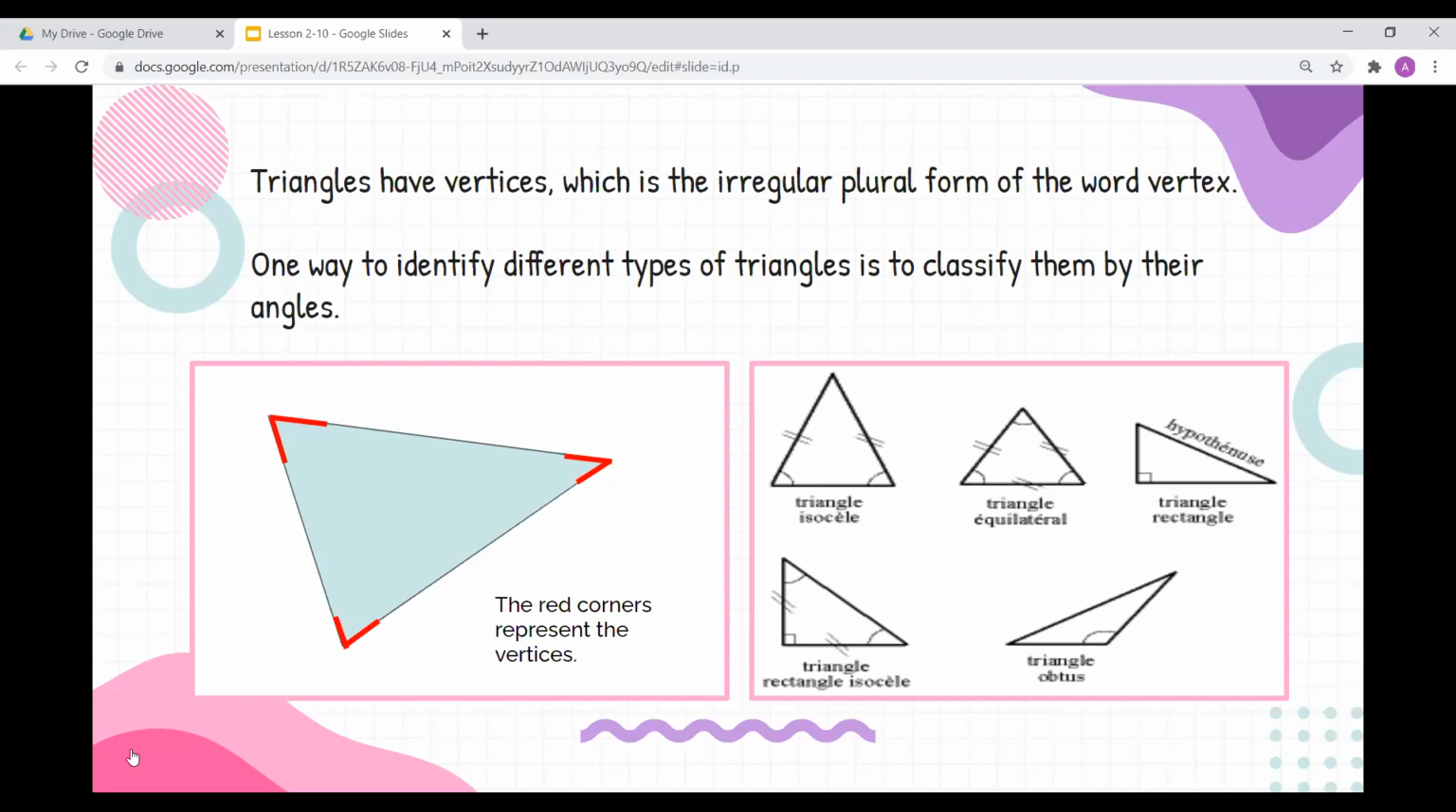In the other example, we have more examples of triangles based on their characteristics and attributes, and then their names. And just like in the video, we learned that triangles can be referred to by more than one name, depending on their attributes and properties.